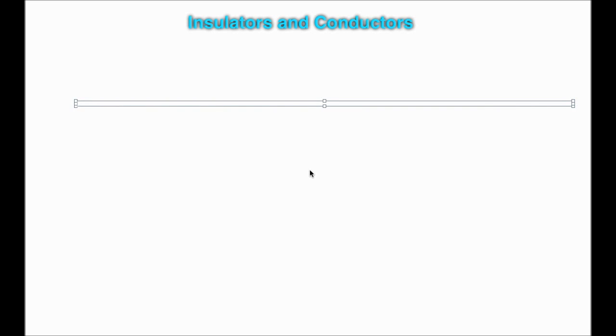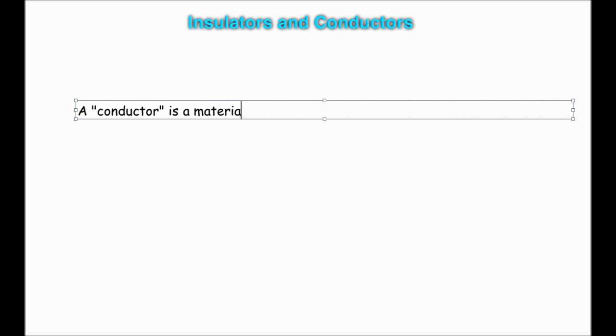This video is about insulators and conductors. Let's start with a couple definitions. A conductor is a material that allows charges to easily flow across it. And an insulator is a material that doesn't allow charges to easily flow across it.